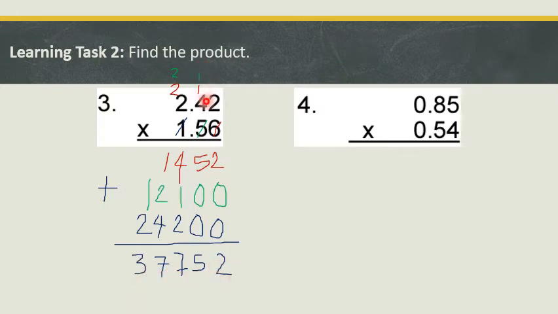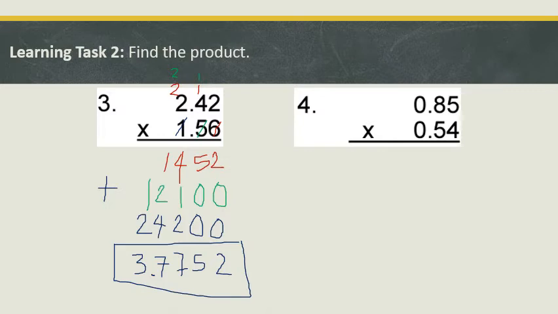37,752. Ngayon, let us count the decimal places. So, 1, 2, 3, 4. So, starting from the right, so we count 4. 1, 2, 3, 4. Okay, so dito natin ilalagay yung ating decimal point. So, makukuha natin sa number 3 is 3 and 7,752 10,000ths.